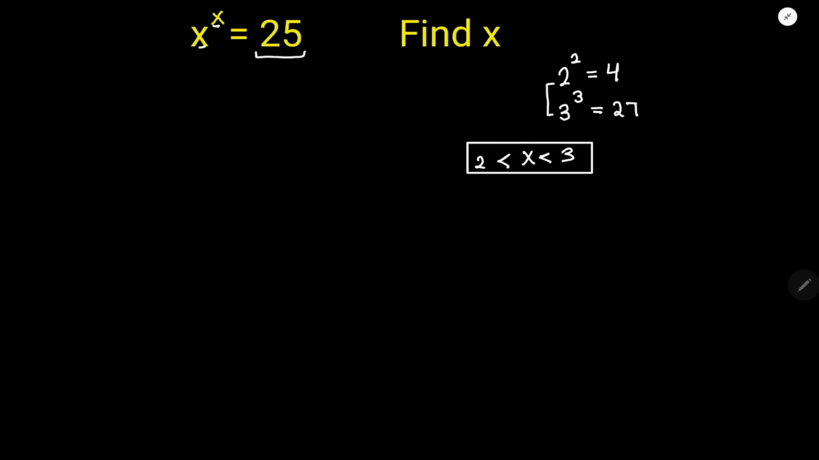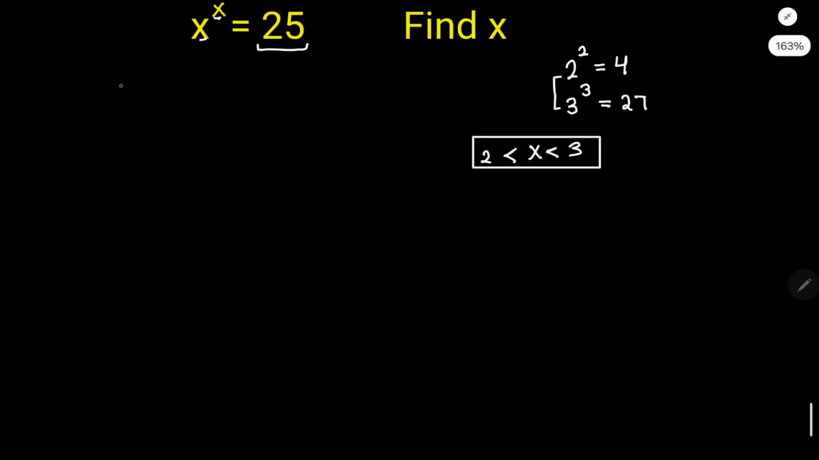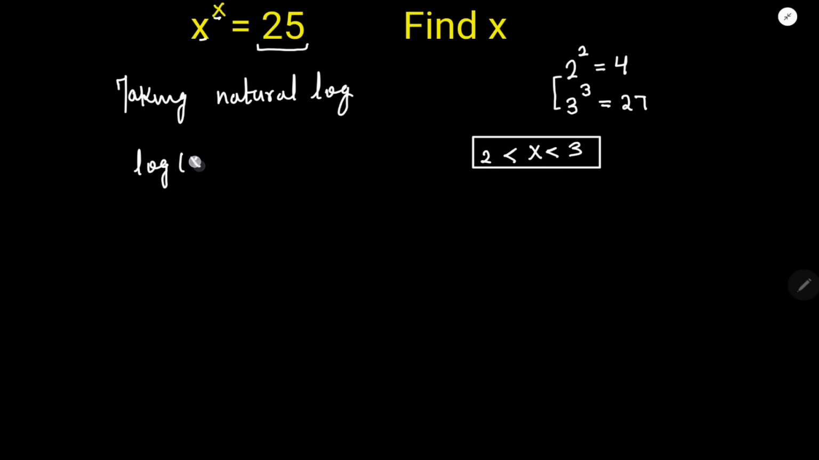So let us start. First thing, whenever we have power as a variable, power as x or t as a variable, what do we do? We take natural log both sides. Taking natural log both sides, what can we write? It will be log x raised to power x is equal to log 25.